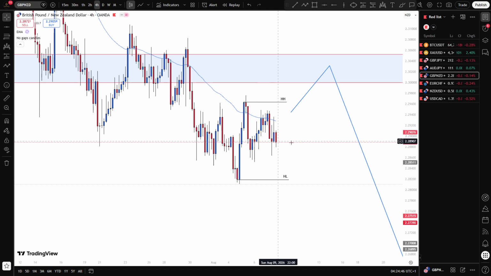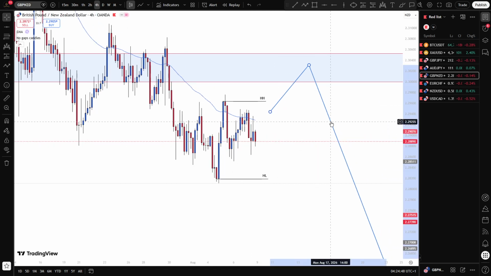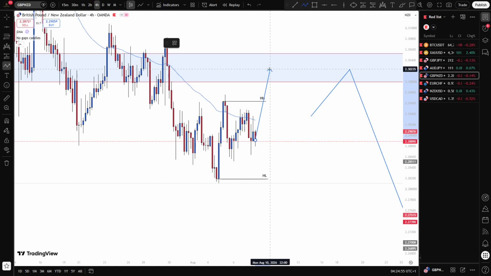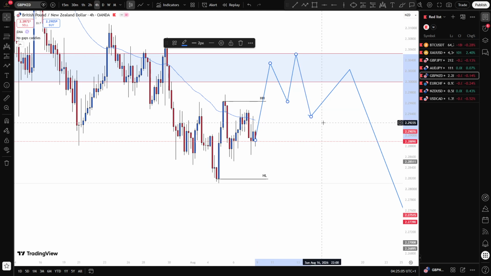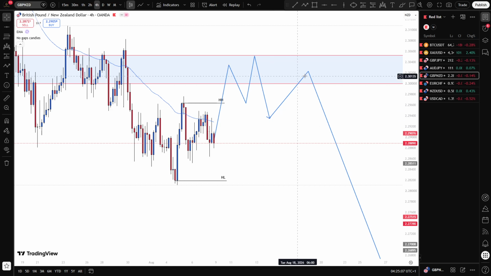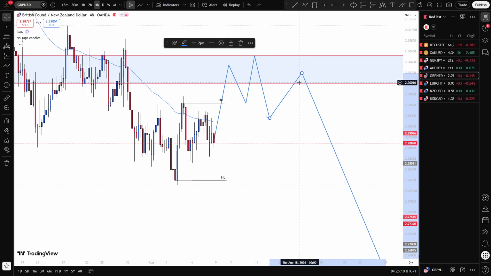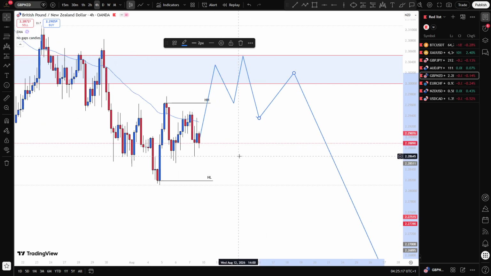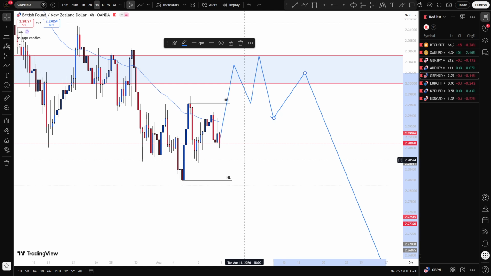But the only thing that will make me interested in taking this trade is when the 4 hour turns bearish. So the 4 hour must do something like this. Once we have something like this, bullish, turn bearish here, turn bearish on this pullback, this is when I'll be interested in taking the trades to the downside. If the 4 hour does not turn bearish, I will not be interested in the trade.